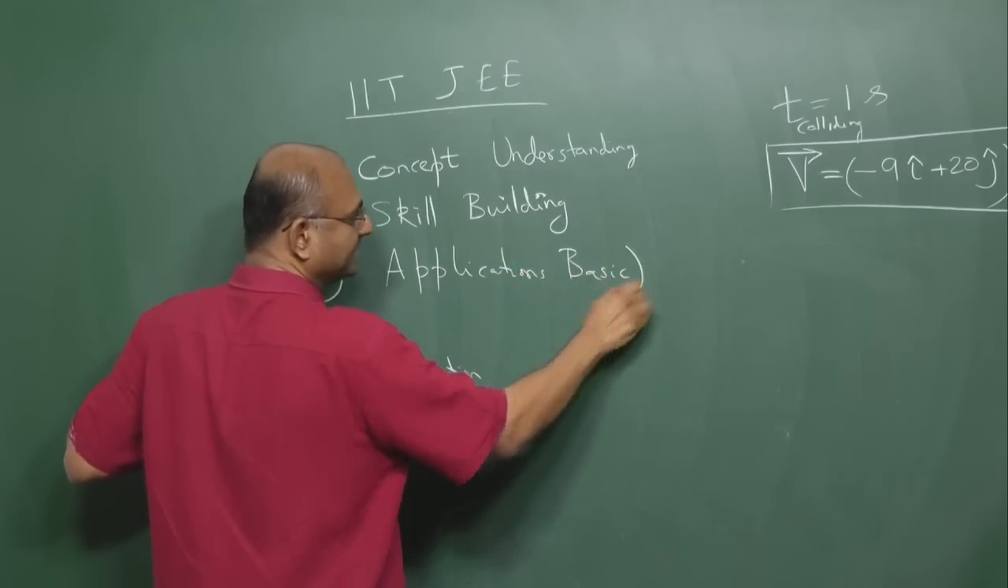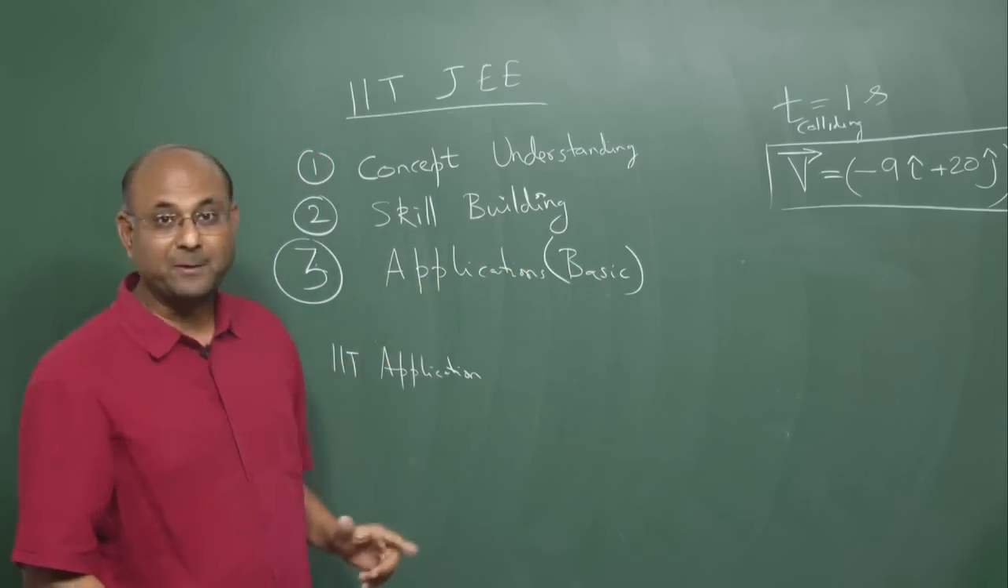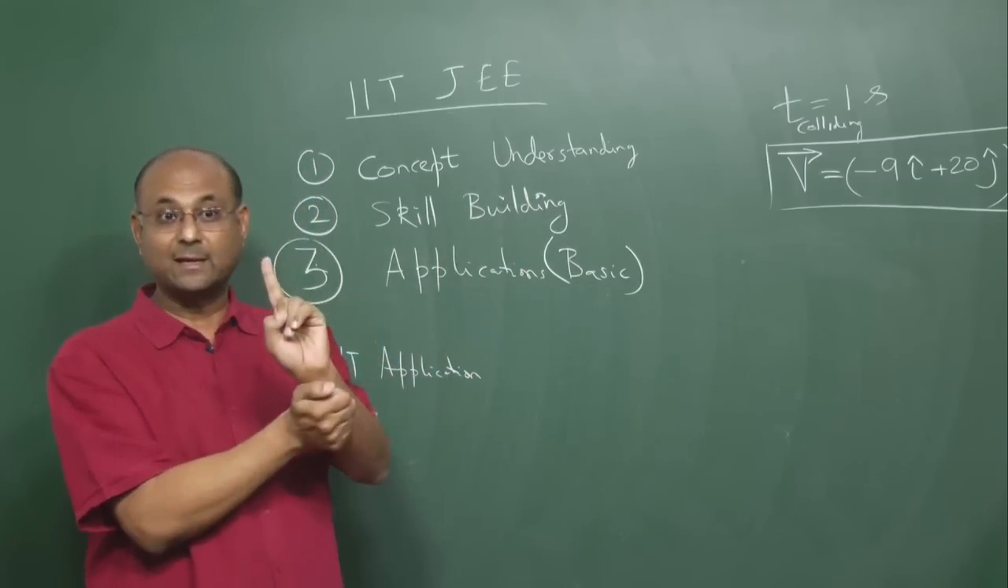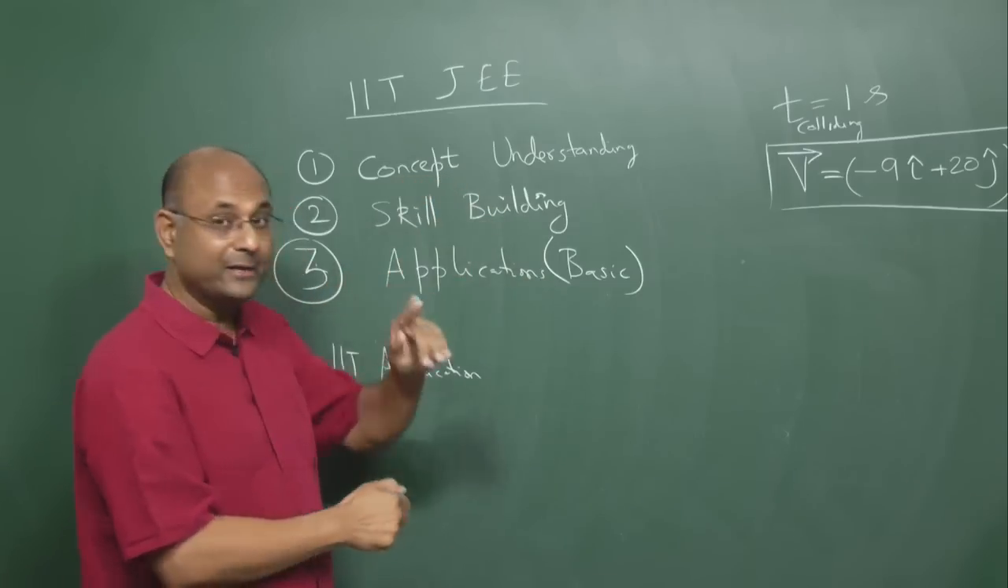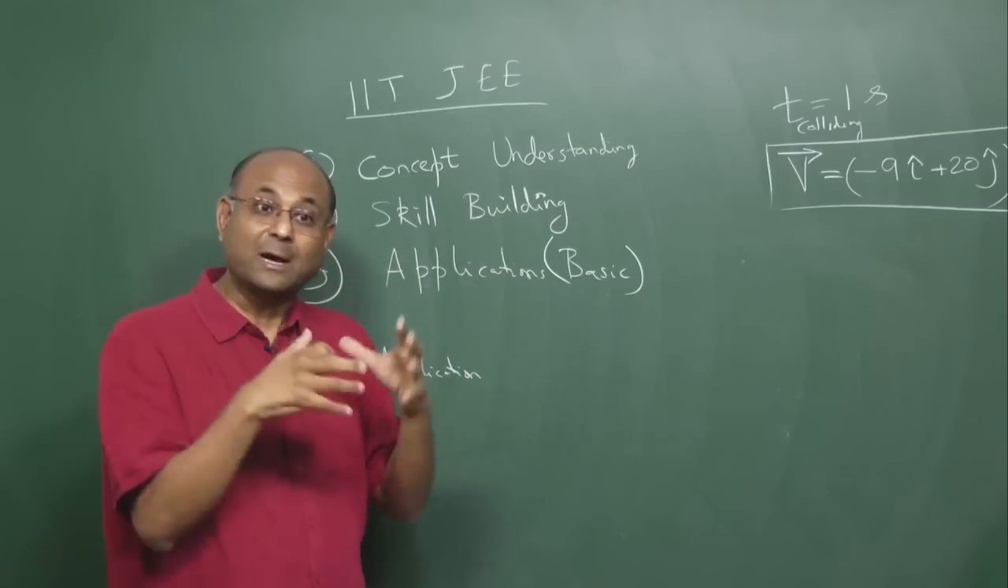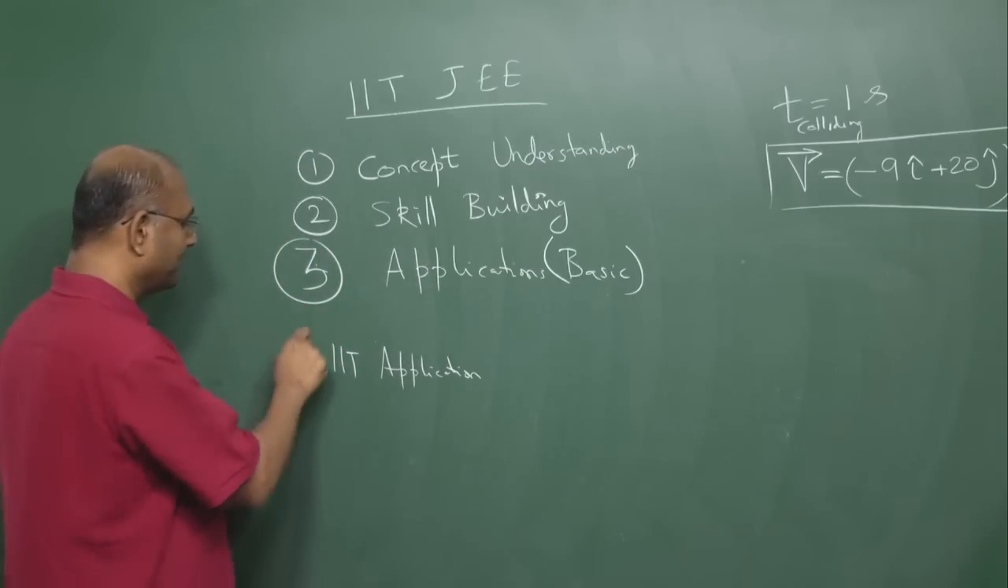Basic level applications are single concept applications. Application means 2-3 skills will come in. It won't be one skill, it will be 2-3 skills. So in skill building, you take one skill and become a master at it. In application, you learn how to combine 2-3 skills to solve the problem.